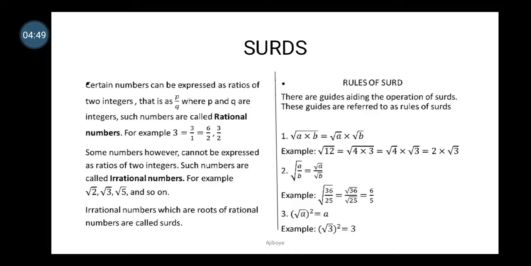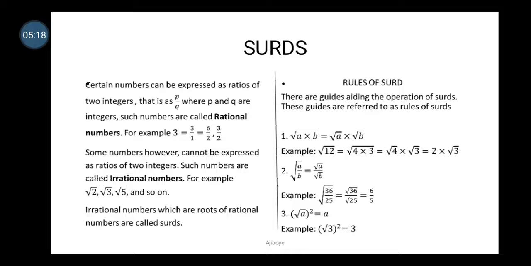Rule 1. The square root of the product of numbers is equal to the product of the individual square roots. For instance, the square root of a times b is equal to the square root of a times the square root of b. Example, the square root of 12.